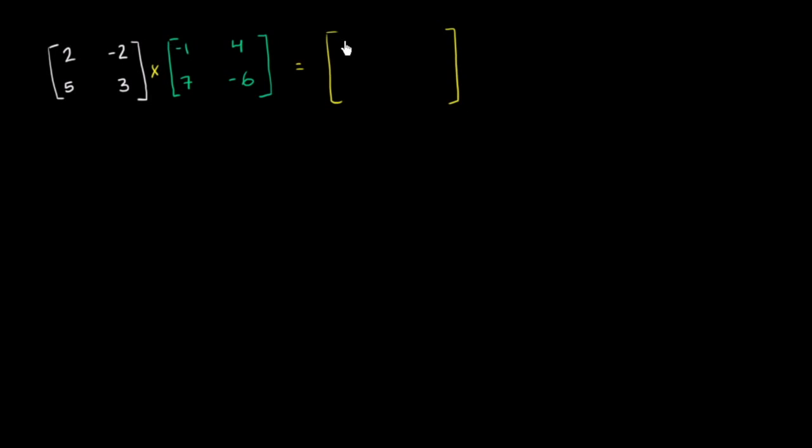So 2 times -1 would put a -2 here. -2 times 4 would put a -8 here. That's how we did addition: we added corresponding entries. But that is not the convention for multiplying matrices. That is not the standard convention.